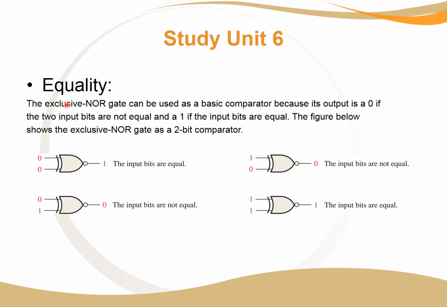First of all, in equality, the exclusive NOR gate can be used as a basic comparator because its output is a 0 if the two inputs are not equal and a 1 if the input bits are equal. So if the two bits are equal, it's a 1, and if they're not equal, it's 0. So we use an exclusive NOR gate to see if two bits are equal.